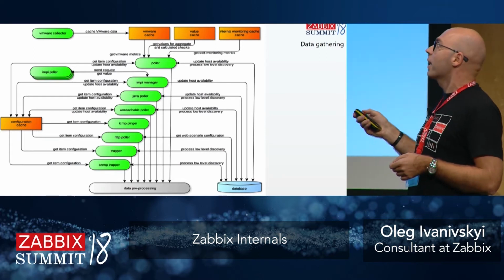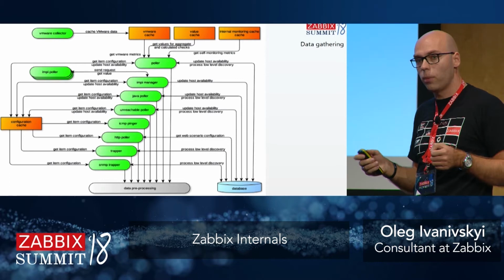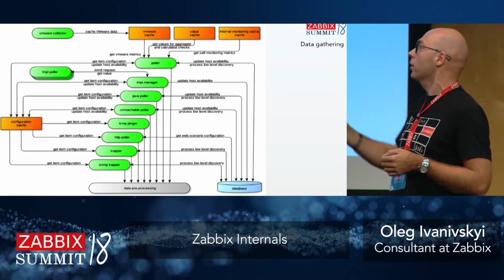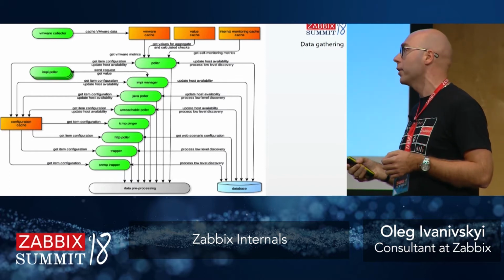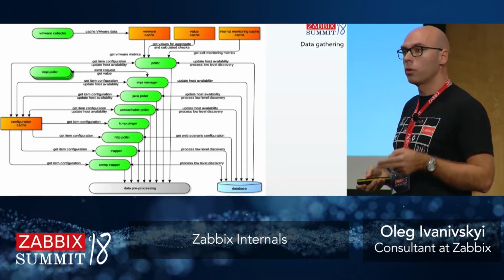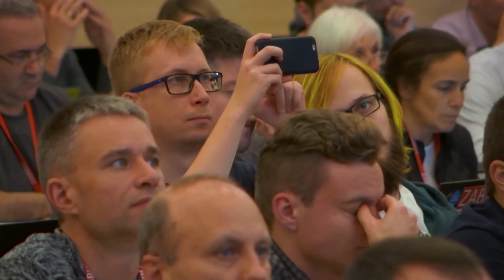VMware collectors will connect, will use VMware cache to get information about vCenters and ESXi, and will connect to our VMware environment directly. So we'll use the VMware API to get some data. Such a process will use a separate call to get configuration and a separate call to get performance data as well.